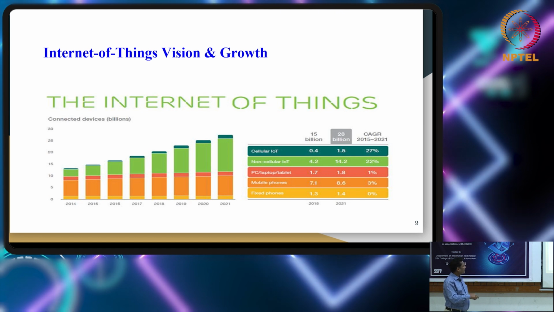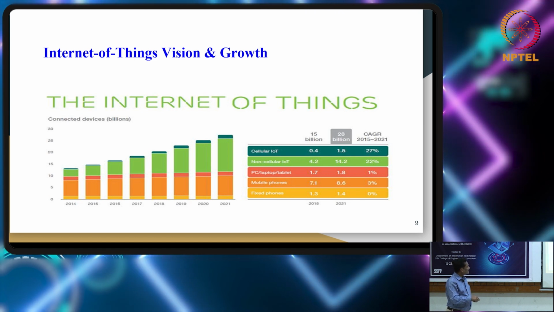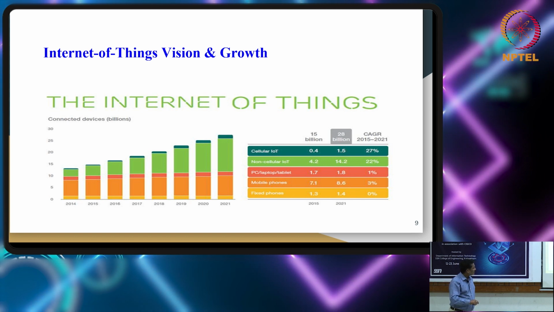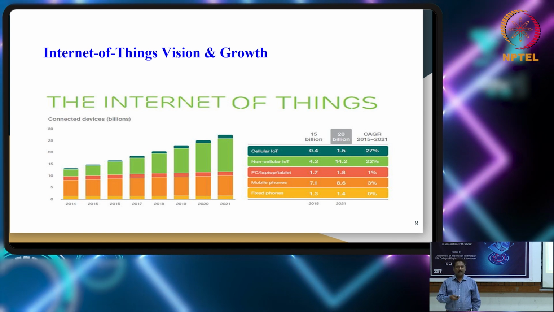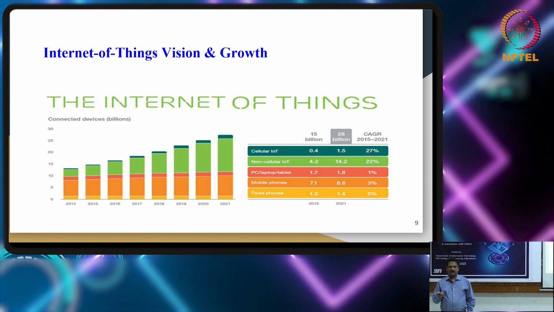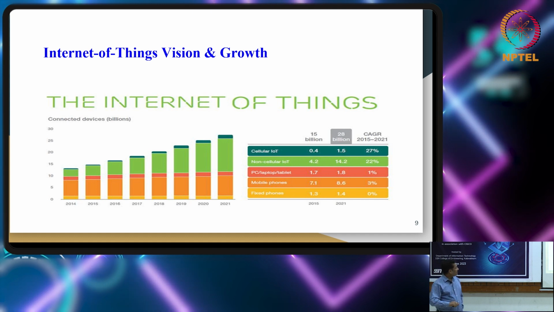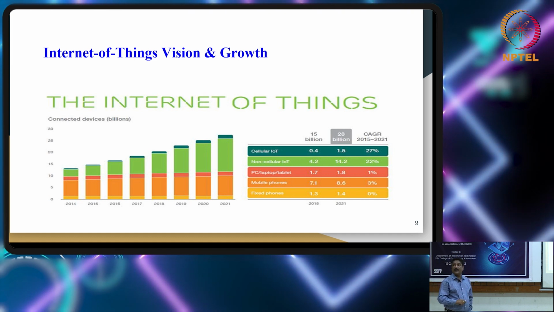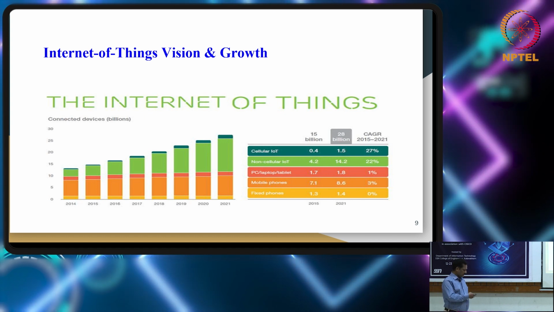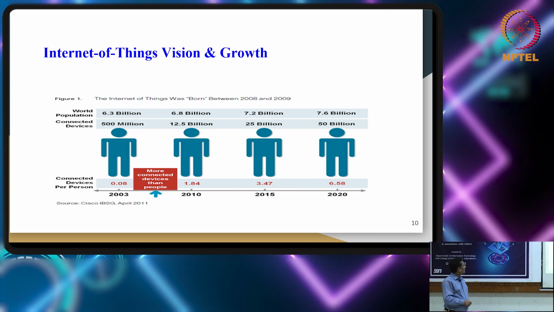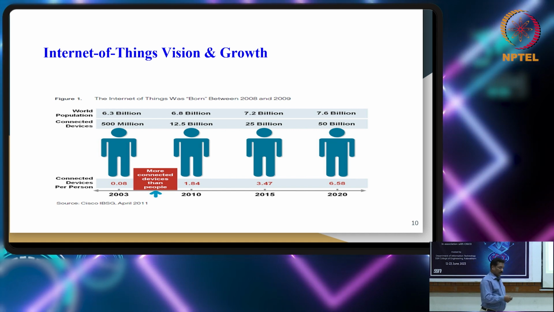Those things come under the network types, and then PC, laptop, tablet, mobile phones, and fixed phones. For fixed phones, for example, in 2015 it was only 1.3, whereas in 2021 there is almost no fixed phone. Do you have a fixed phone in your home? No. Or in your office, or your father's or mother's office, or your friends' or relatives'? No. The fixed phones are almost closed. In 2021, the cellular IoT share is 27% of connecting devices. Everything is closed, right?